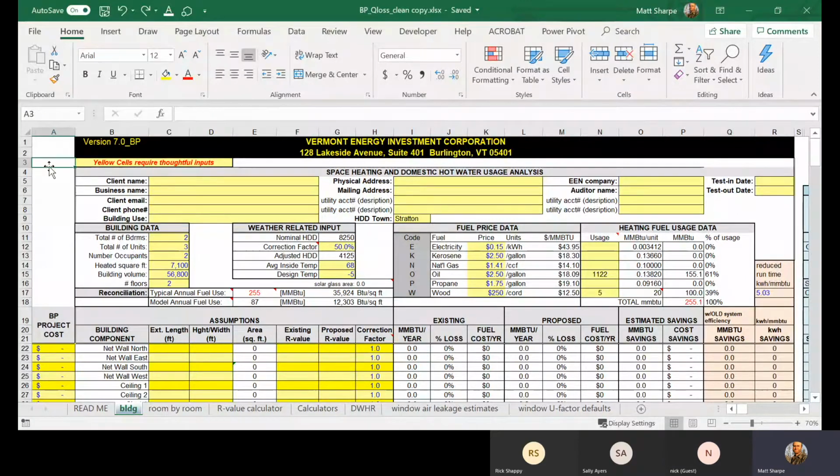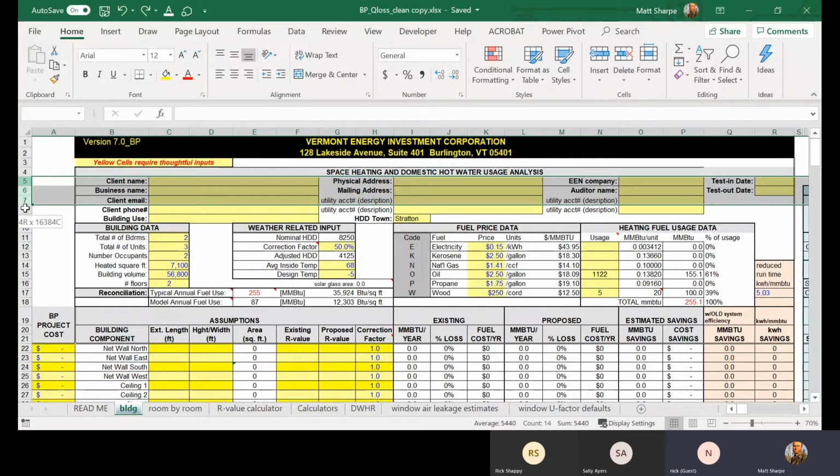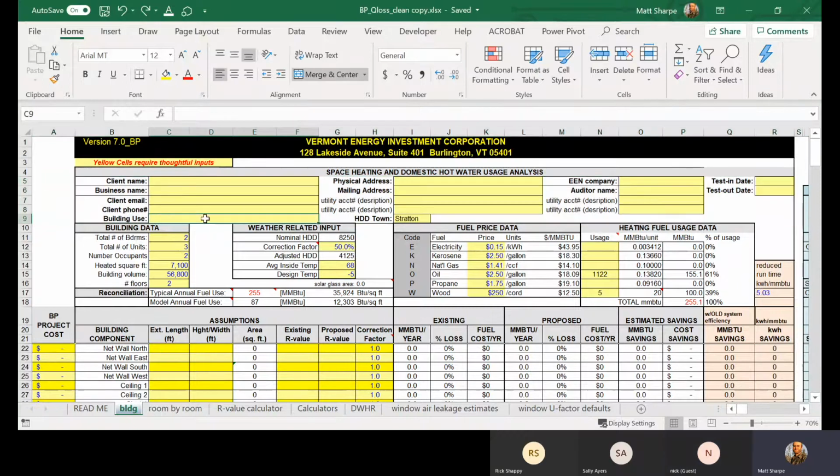So this is QLOS version 7.0 _ BP for building performance. The building performance part of things really is just this top section, asking for that client information, the business name, the business use, so we know, is this retail or manufacturing or what is it, and then addresses, EEN company name, utility accounts if you have them. If not, we can look them up, and then test in, test out dates.